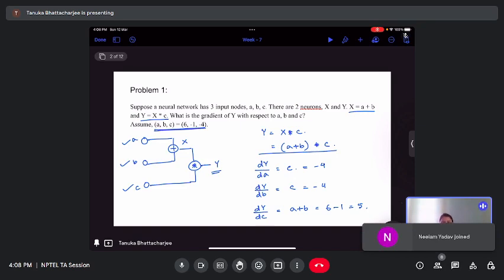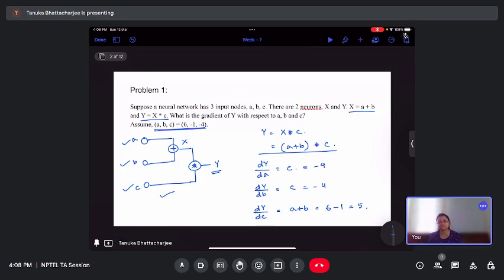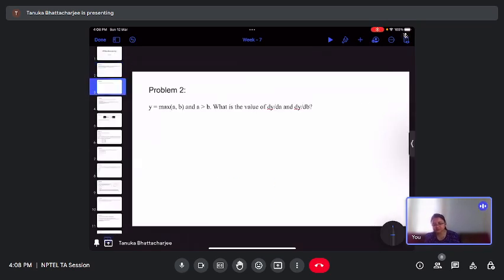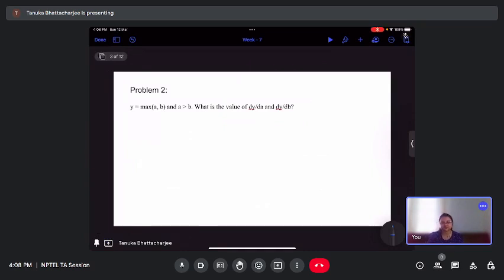So, this is a simple example. You have a computational graph here and you are simplifying to get the expression of the final output in terms of the initial input nodes. Once you have that, you can simply take the derivative, put the values of the inputs and you can get the final expression for all the gradients. So, this was a simple expression. Now, let us see this one.